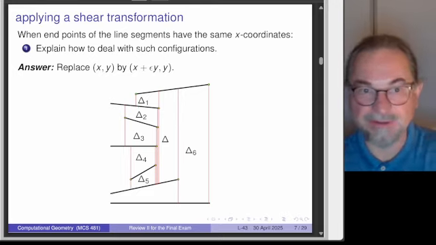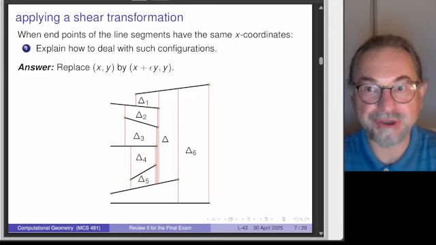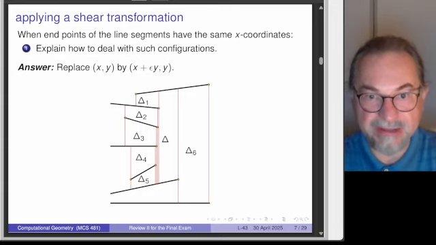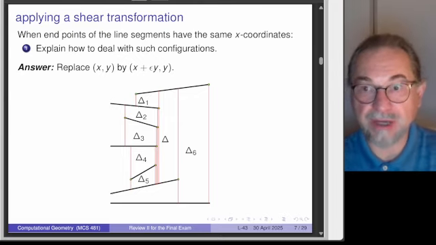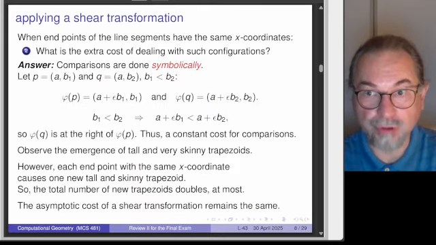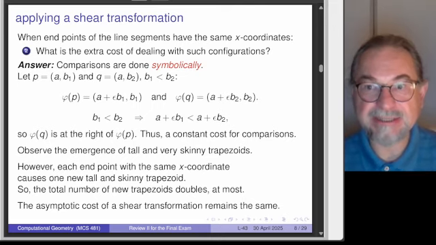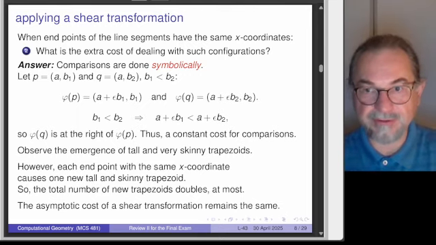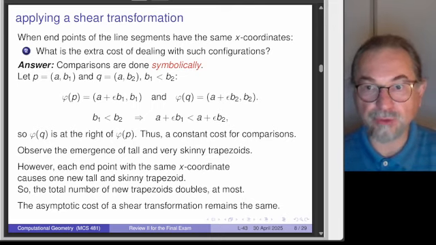In some sense, the first line of the answer is already sufficient. If you look at this, indeed every trapezoid has now at most four neighbors. But how much does it cost to work with this? The point of such shear transformations is that when you construct your trapezoidal map, your subdivision, you have to decide which point lies to the left or to the right.